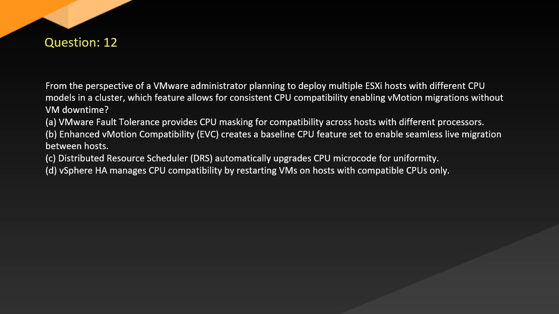Question 12. From the perspective of a VMware administrator planning to deploy multiple ESXi hosts with different CPU models in a cluster, which feature allows for consistent CPU compatibility, enabling vMotion migrations without VM downtime?